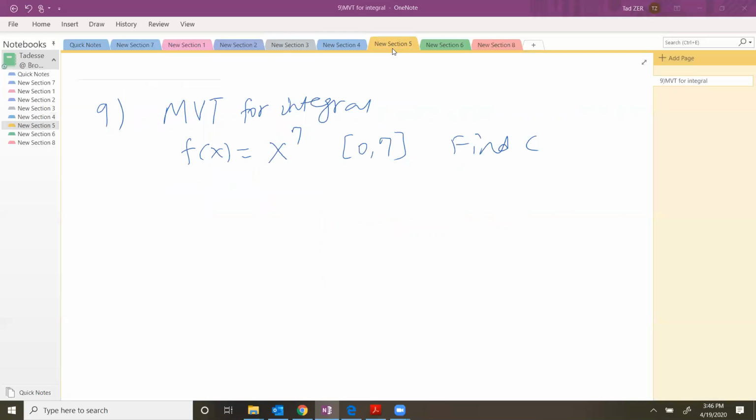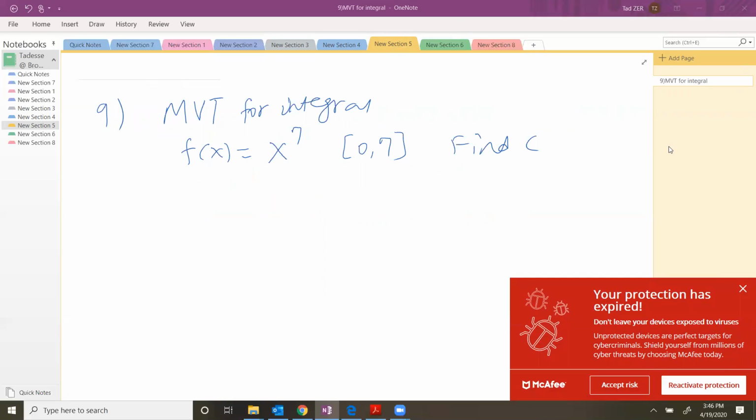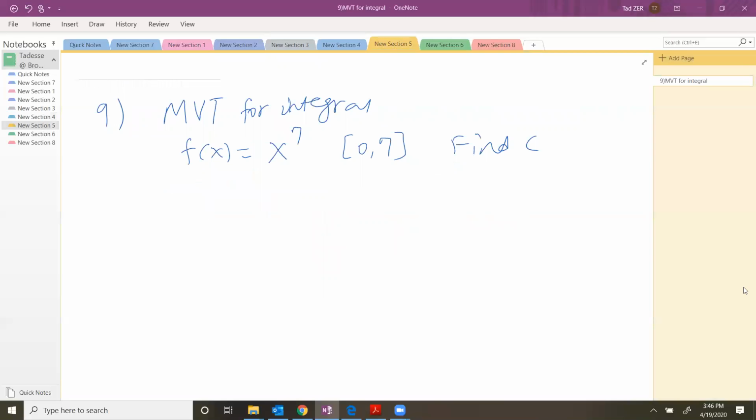So the next example says, for the function f of x equal to x to the 7 on the interval 0 to 7, check if the mean value theorem for integrals is applicable. If so, find the number c guaranteed by the mean value theorem for integrals. Okay, so what is the mean value theorem for integrals?